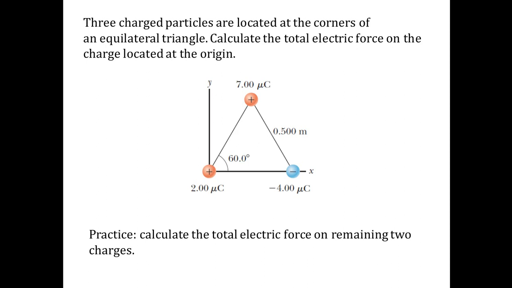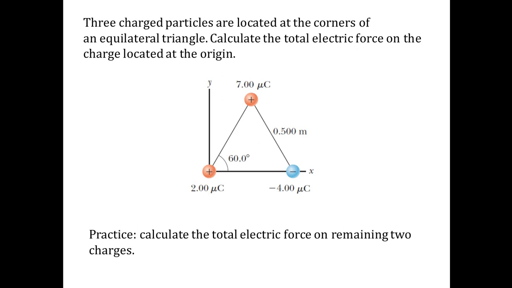It says calculate the total electric force on the charge located at the origin. So we've got two positive charges. We've got a 2 microcoulomb charge, that's mu for micro, that's 10 to the negative 6. We've seen nanocoulombs, we're going to see microcoulombs, so make sure you're comfortable with different orders of magnitude of charge. The charge at the origin is a 2 microcoulomb charge, and it's going to experience a force due to both the 7 microcoulomb charge and the negative 4 microcoulomb charge. So we have to calculate the total electric force on the 2 microcoulomb charge.